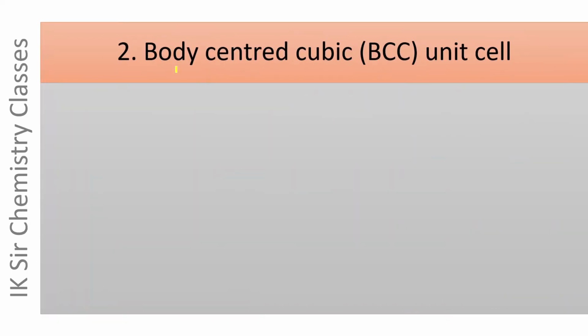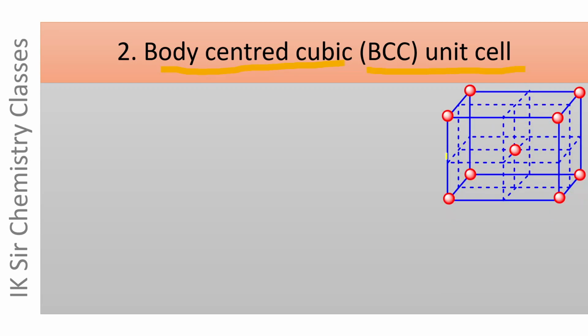Let us now consider body-centered cubic BCC unit cell. This is a BCC unit cell in which particles occupy all the 8 vertices. At the same time, the particle is also present at the body center of unit cell, and hence it is nothing but body-centered unit cell.